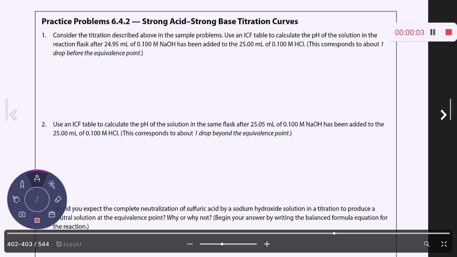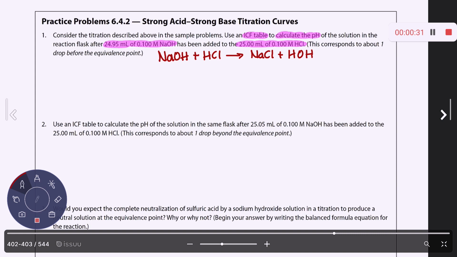Okay, number 1, consider the titration described above in the sample problems. I'm going to teach you how to do an ICF table to calculate the pH of the solution that's in the flask after you mix NaOH with HCl. If we're combining NaOH with HCl, you know that this is a 1-to-1 ratio. So here's my balanced equation.